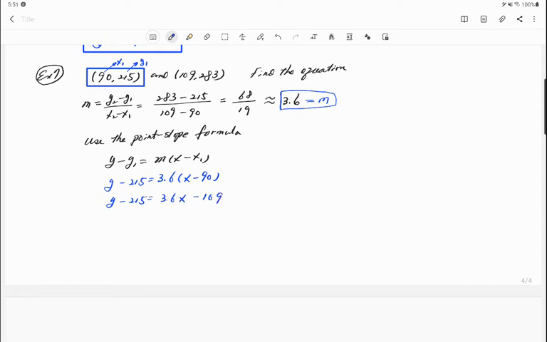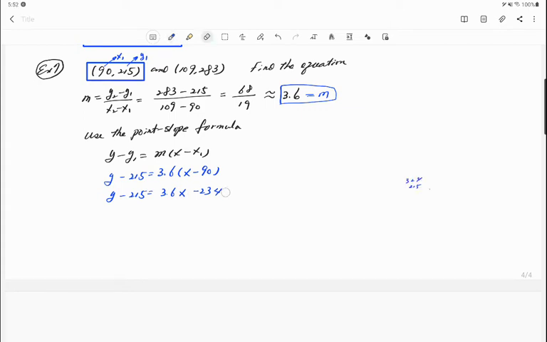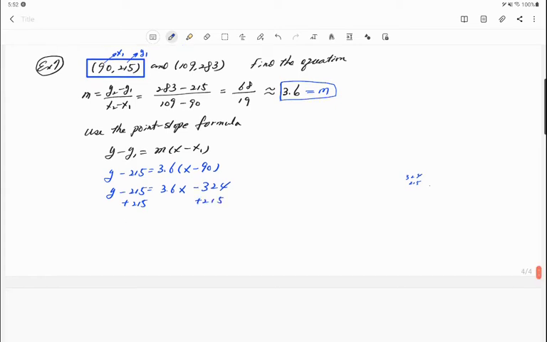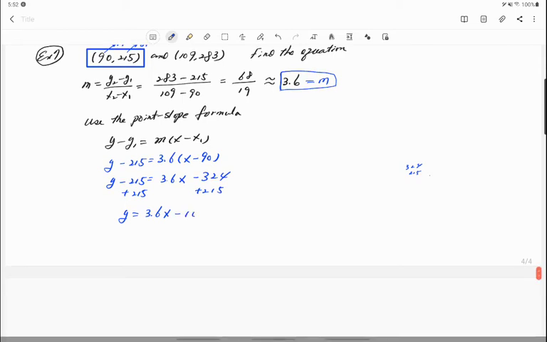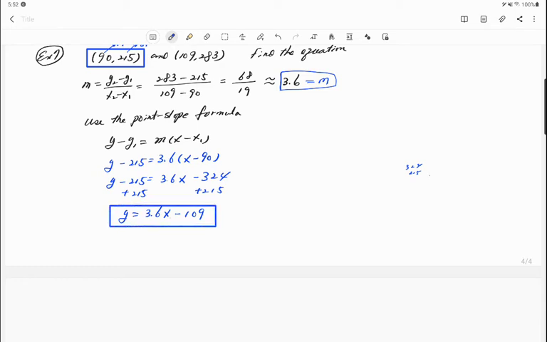Right? Oh, sorry, not 109. It's 324, and then plus 215 each side. Then y equals 3.6x minus 109, right? 109. So we found the equation. So when the x value is given, we can find y. The y is the carrying distance.